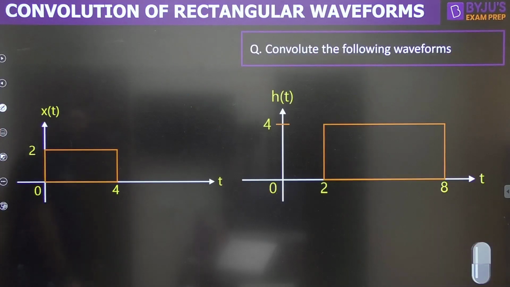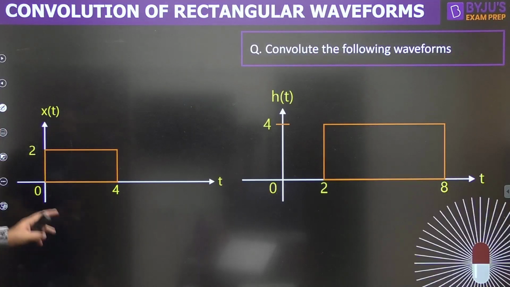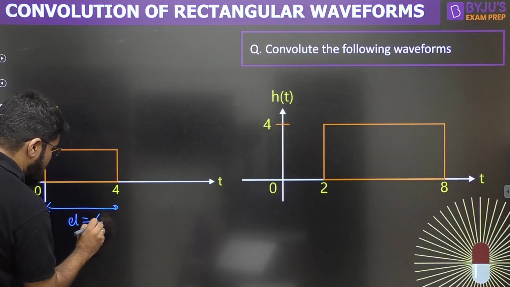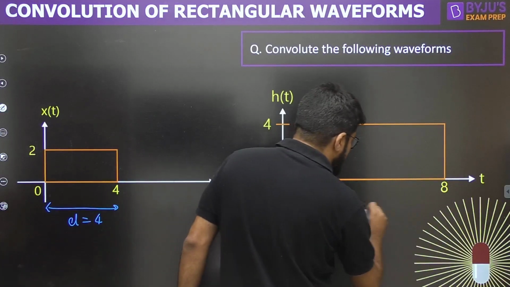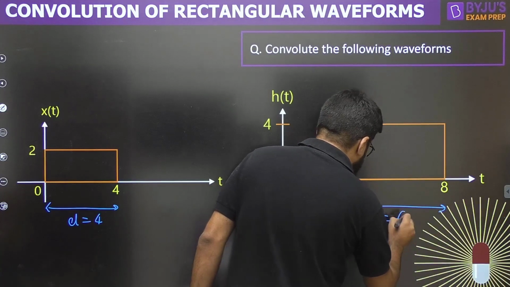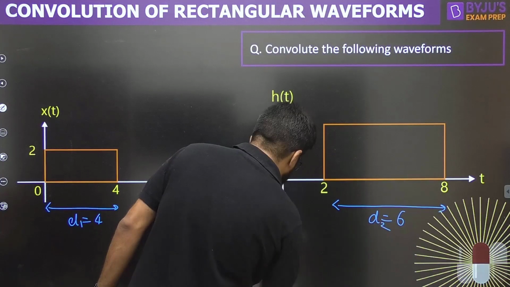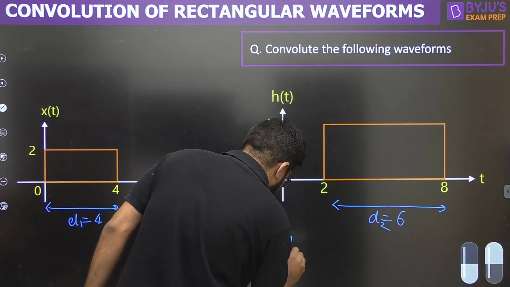Okay, one more, let's solve it in very quick time, guys. Two rectangles of unequal width. This is having the duration of 4, and this is having the duration from 2 to 8, and that is a duration of 6. So definitely unequal. Let's say this is D1 and this is D2. Here I have D1 not equal to D2.